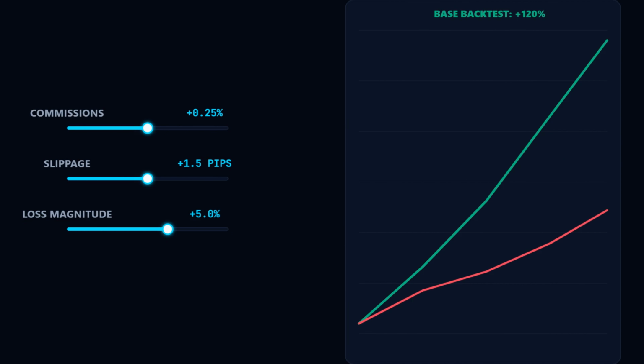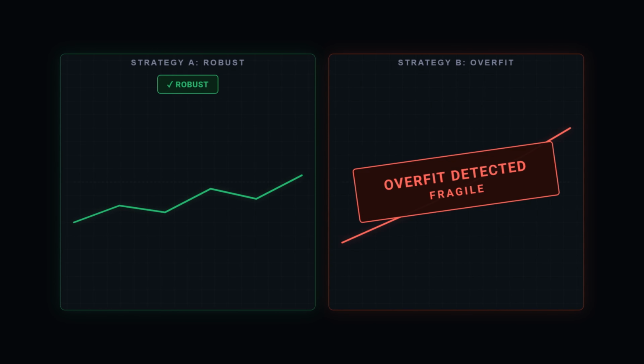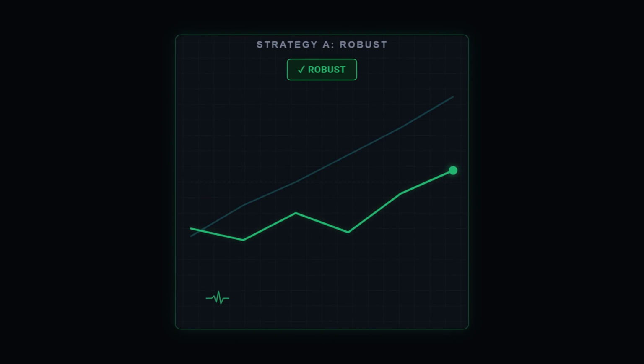Because this is what live trading actually looks like. The important question is, does your strategy still work when conditions become slightly worse? Because if a tiny change completely destroys your results, then your strategy probably depended on unrealistic assumptions. And this is one of the easiest ways to detect overfitting. An overfit strategy usually looks amazing under perfect conditions, but the moment you introduce small changes, the performance disappears. A robust strategy is different. It might perform slightly worse, but it survives. And that is what you actually want.